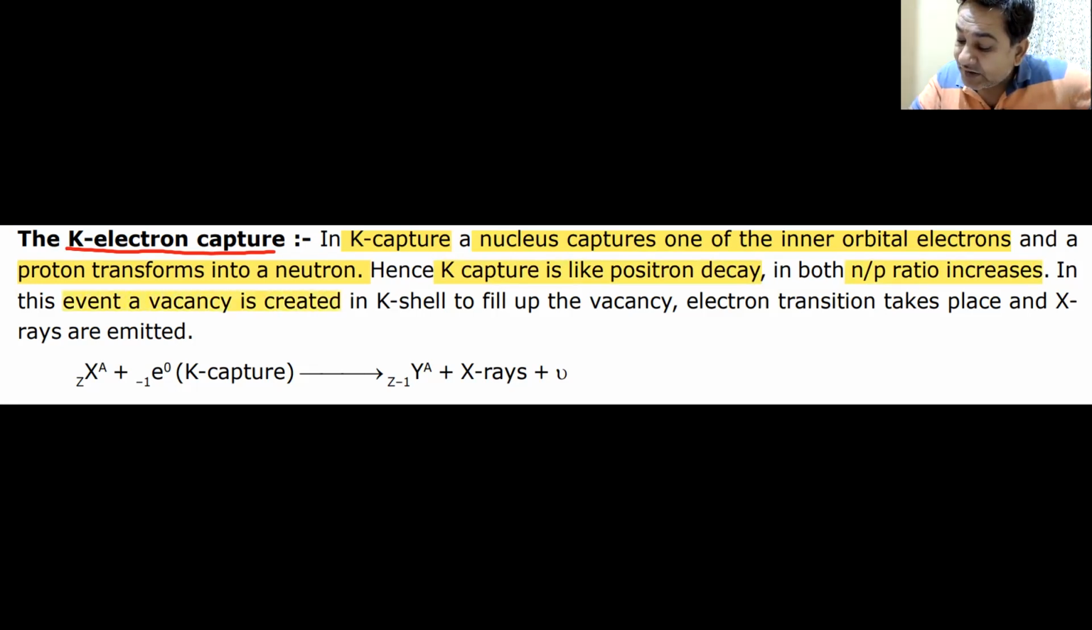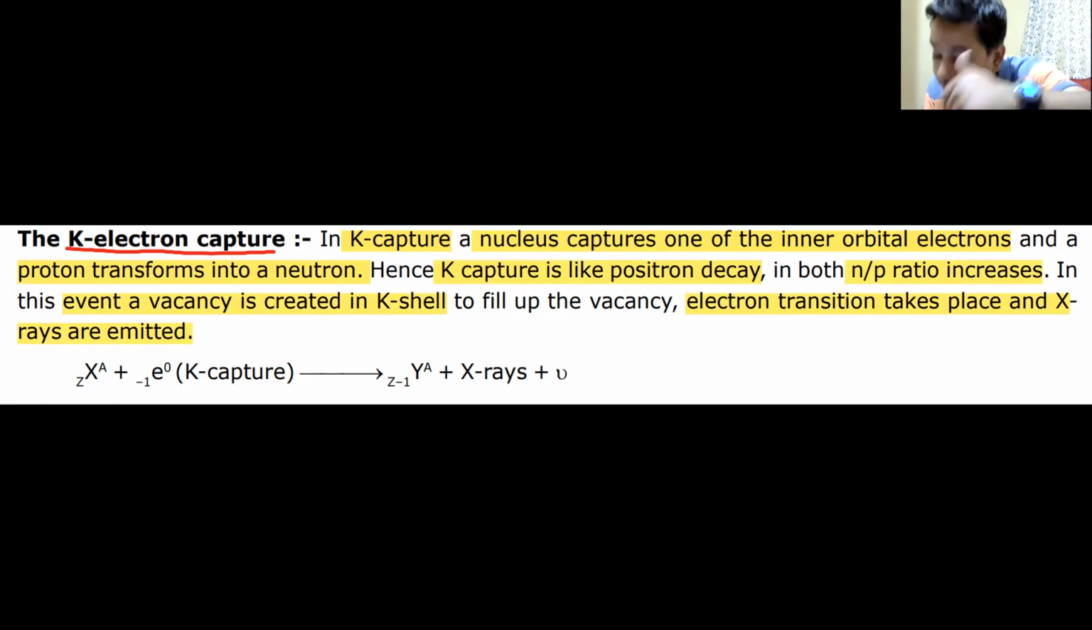And there is a vacancy in the K shell. An electron will transfer from a higher shell into the K shell and an X-ray would be emitted. So an X-ray will also be emitted in this case. Do we understand this? Yes, sir.